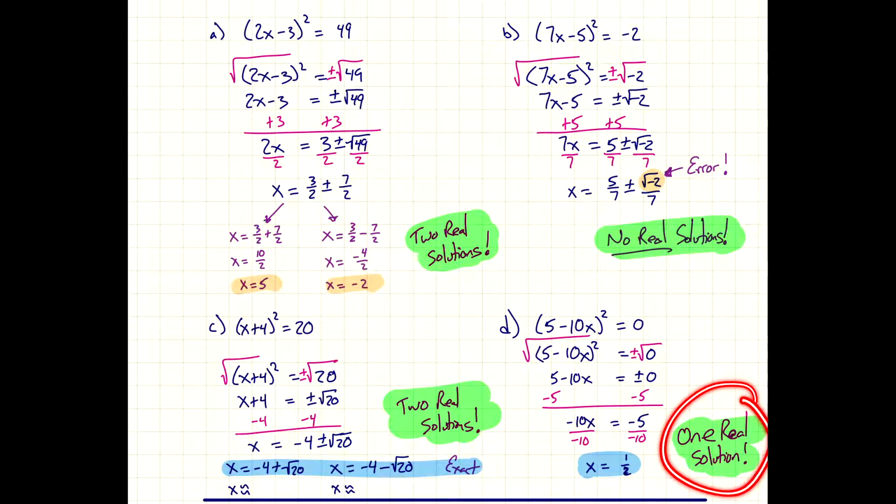This one, why did it only have one real solution compared to two? Well, this was not a negative, but it was a 0. So the 0 kind of tells us something about the number of solutions.